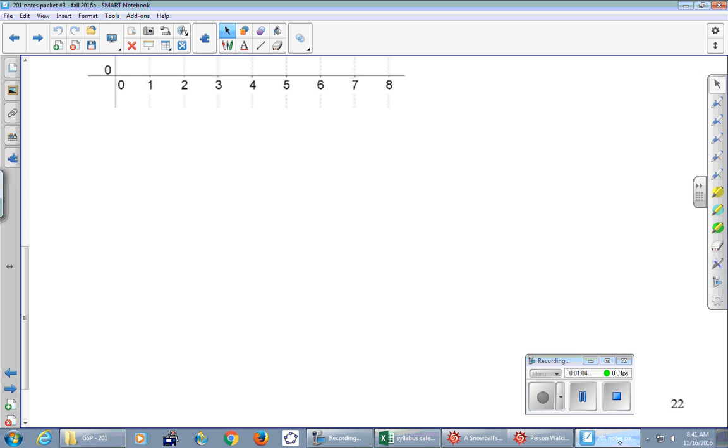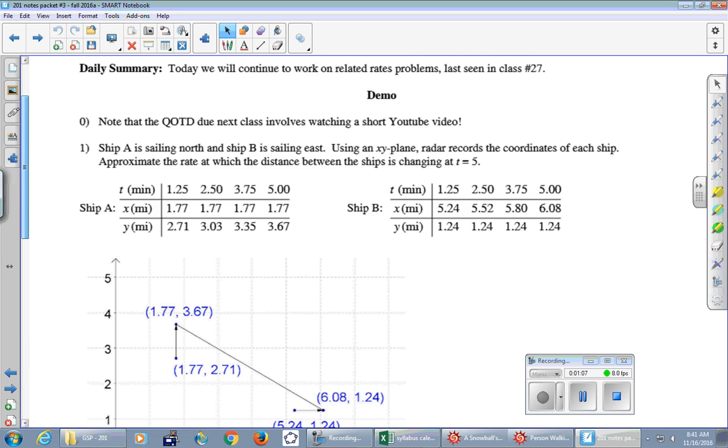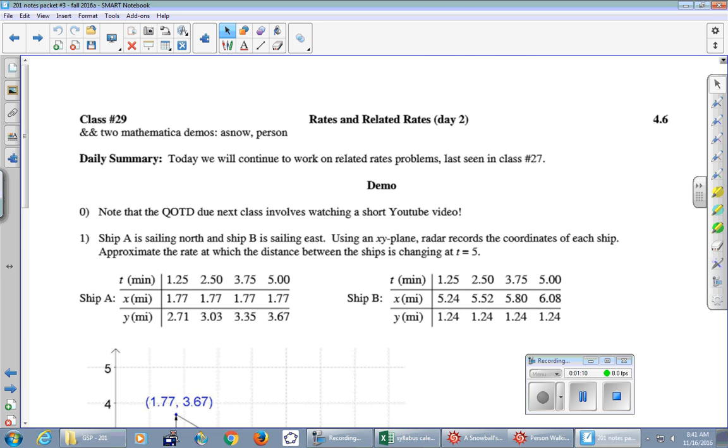Looking here at page 22, the daily summary says today we continue working on related rates problems, which we saw in class 27, 2 classes ago. Here's the plan for today. We're going to do one related rates problem together, and then you are going to go back and continue the related rates homework, which was that scanned paper from 2 classes ago. If you finish that homework early, or if you've already finished it before today, which is great, there are some more related rates problems on the next page in this packet, which you can work on during class today. All right, let's get started.